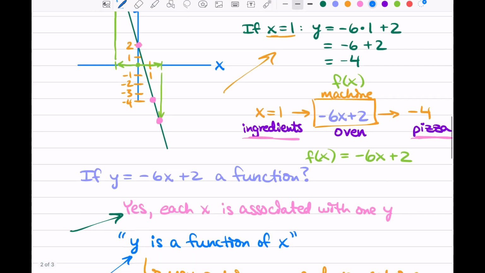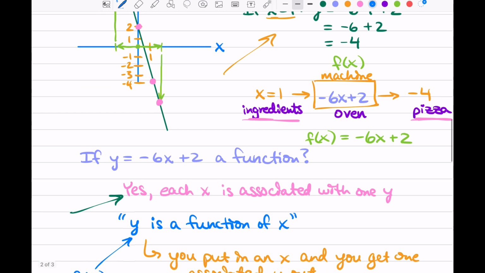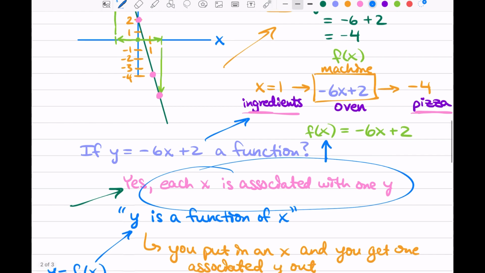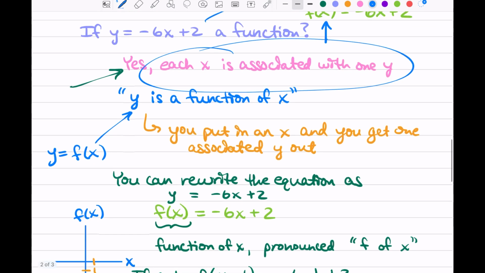So I definitely encourage you to maybe rewind and rewatch this example. There's a lot of information here. It's important to think about it like a vending machine or like a pizza oven. You put something in and something comes out. And if that's the case, if we have each x associated with one y, then we have a function. And we could rewrite it with this function notation. So, a little confusing. Take time to understand this example. And we will try another example.